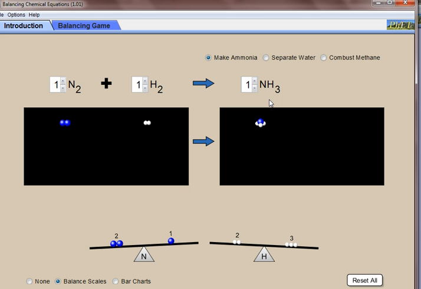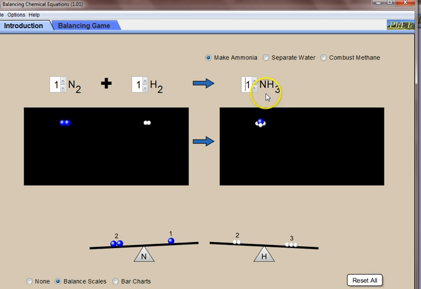The number of different atoms on the left and the right are shown at the bottom on the balance scales. It should be obvious from the balance scales that these coefficients do not balance the equation. There are 2 nitrogens on the left and 1 nitrogen on the right. There are 2 hydrogens on the left, whereas on the right there are 3 hydrogens. Obviously the reaction is unbalanced, so we need to balance this equation.